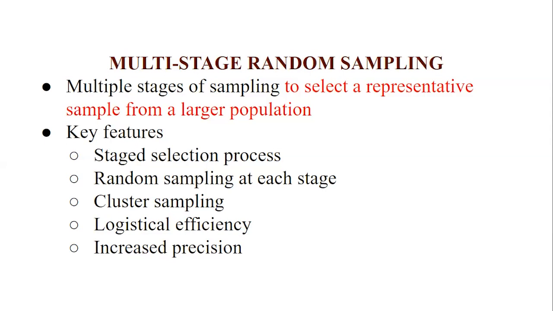or studies where the population is vast and widely distributed. When the population is vast and widely distributed, it makes it difficult to conduct simple random sampling. So in such conditions, we would use multi-stage random sampling. This would also help the researcher to obtain a representative sample while managing logistical challenges and resources efficiently. So that is multi-stage random sampling. It is to select a representative sample from a larger population, and it includes multiple stages of sampling.